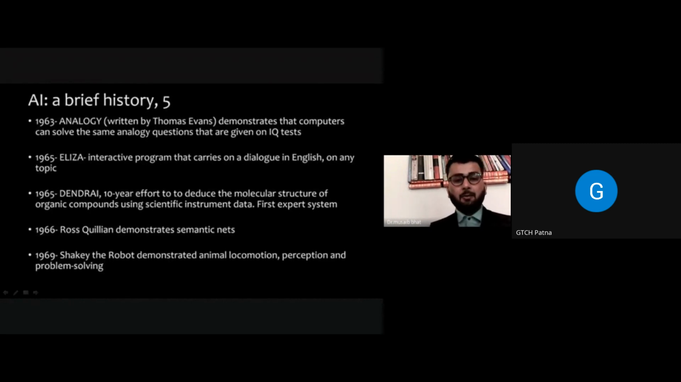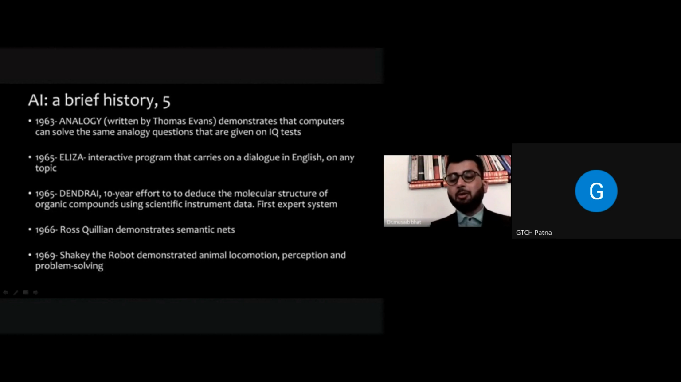In 1965, ELIZA was created. It was an interactive program that carries on a dialogue in English on any topic. In 1965, also, Dendral, a 10-year effort to deduce the molecular structure of organic compounds using scientific instruments data. It was the first software that was able to help us in finding the structure of organic compounds. It was also preliminary AI. In 1966, Ross Quillian demonstrated semantic nets. It's an AI program.